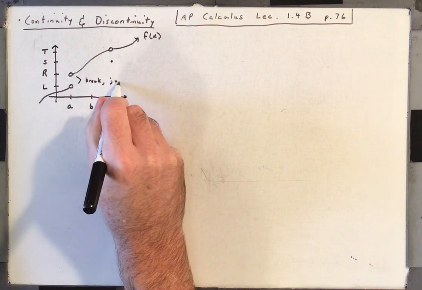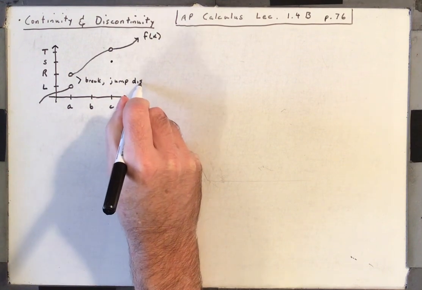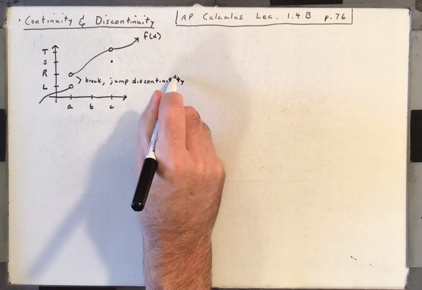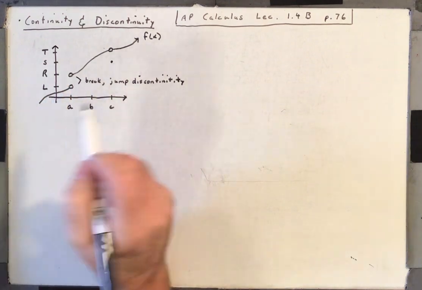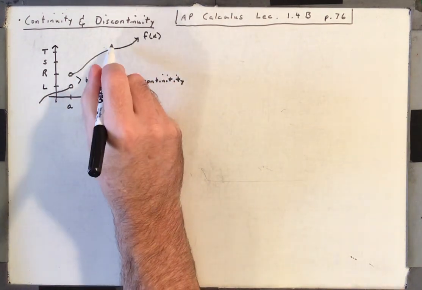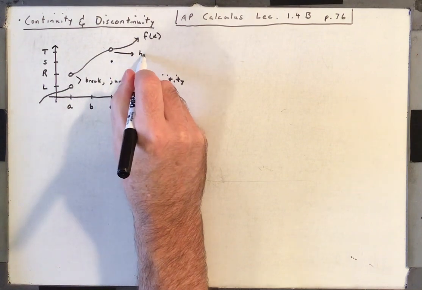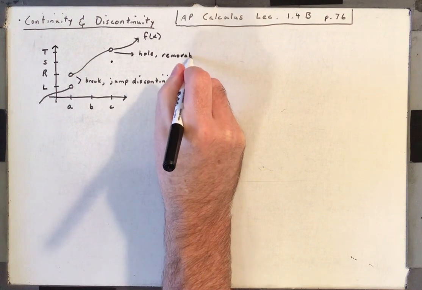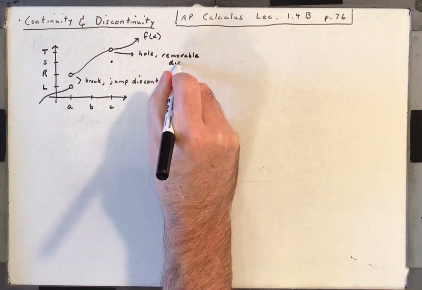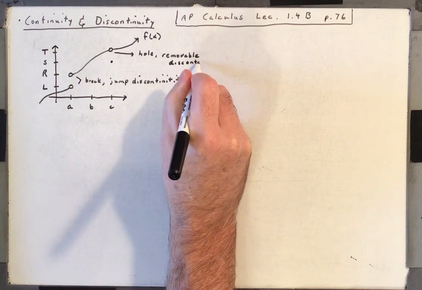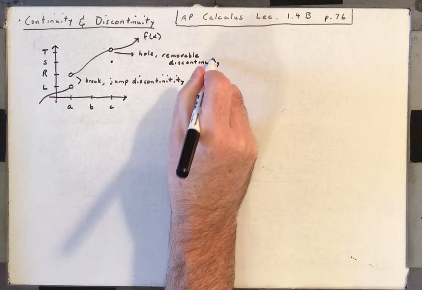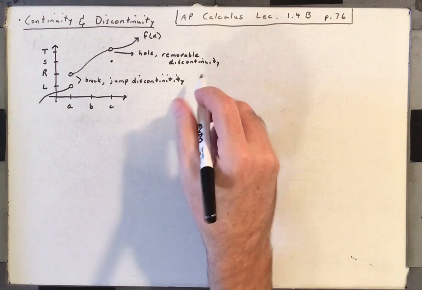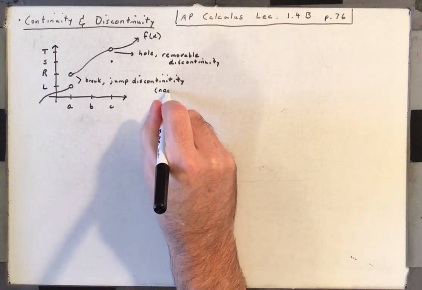So we can call that a jump discontinuity. The graph literally jumps if you're going left to right. This is a hole, and that's called a removable discontinuity. This jump discontinuity would be non-removable.